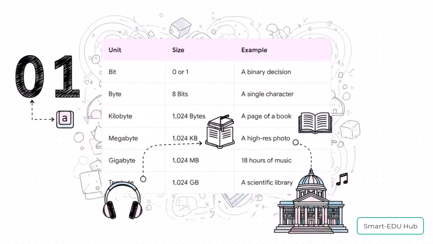Now this is where it gets really interesting. How do we even measure all this digital information? Well, it all starts with a single bit, just a 0 or a 1. But man, does it scale up fast. We go from a byte, which is basically one letter, all the way up to a terabyte. And get this, a single terabyte can hold the contents of an entire scientific library. That's just a mind-boggling amount of data.